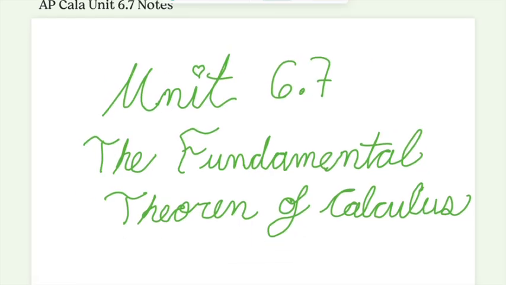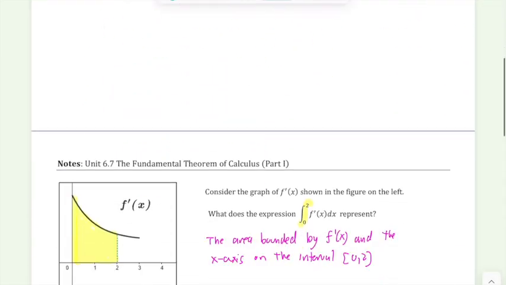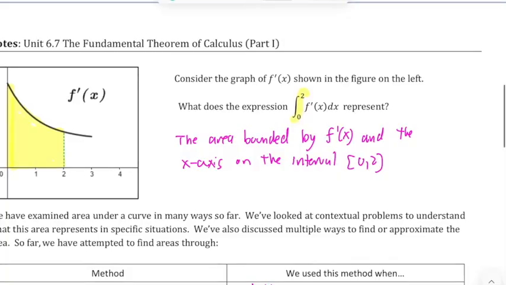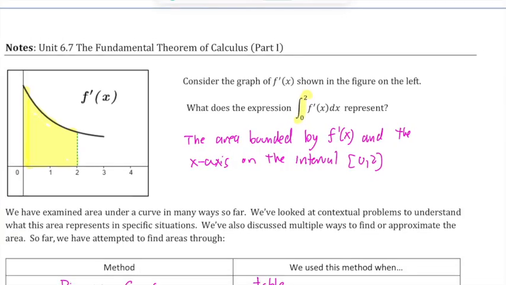This is kind of a shorter lesson, but it does lead into the next few. So let's take a look at what's going on. Just to review, when you have the integral notation, what this means is the area under the curve bounded by the function and the x-axis, starting at 0 and going to 2. As you can see here, the area under the curve from 0 to 2 of the function.